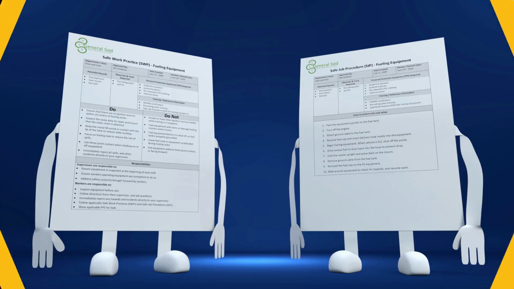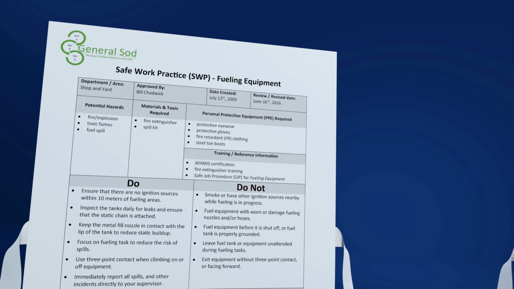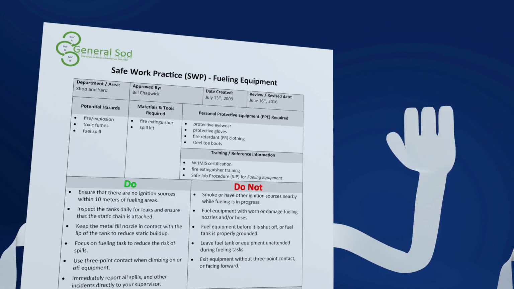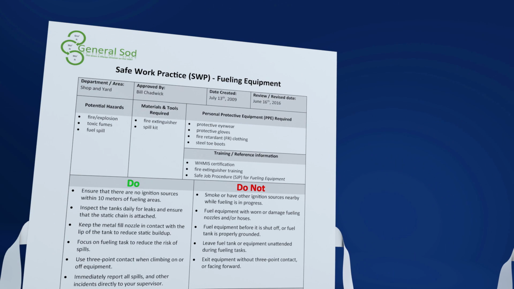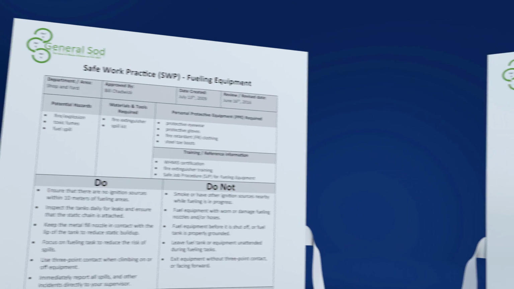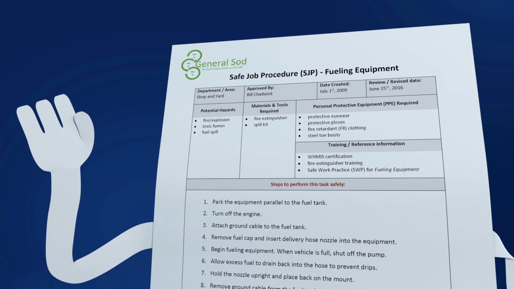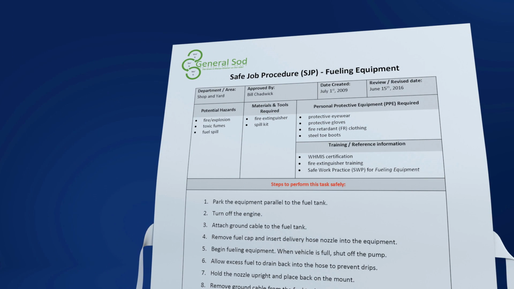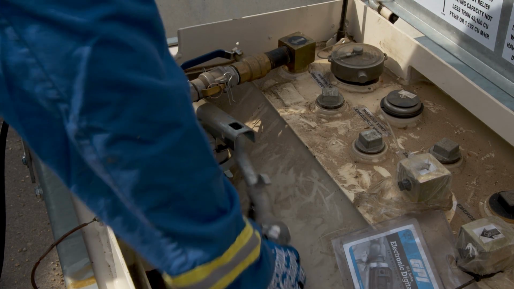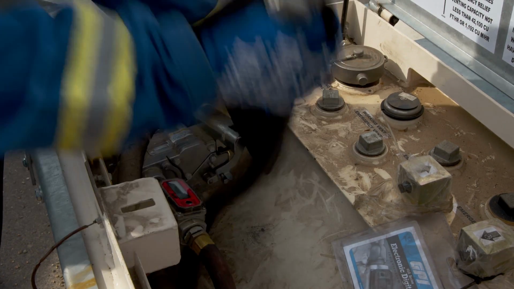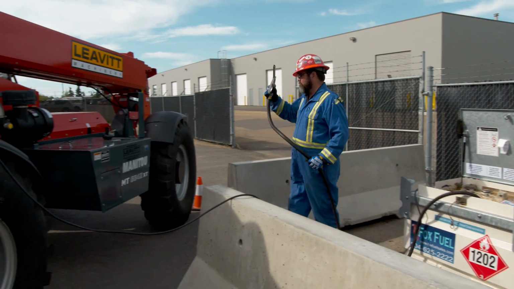Although the documents seem similar, they do have some differences. Think of a safe work practice as overall expectations or precautions to consider before carrying out any task. A safe job procedure, on the other hand, lays out what steps you take to safely perform a specific job or task. Safe work practices are vital when it comes to the day-to-day operations at any worksite or facility.